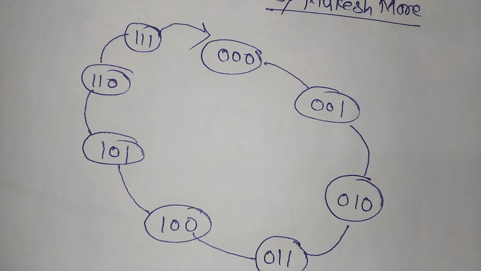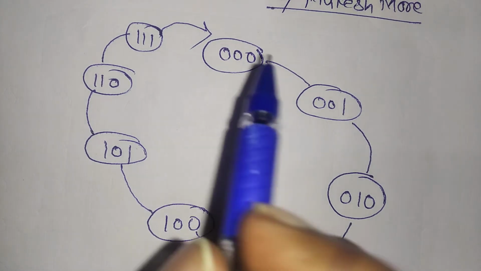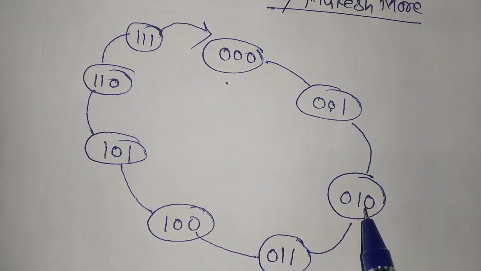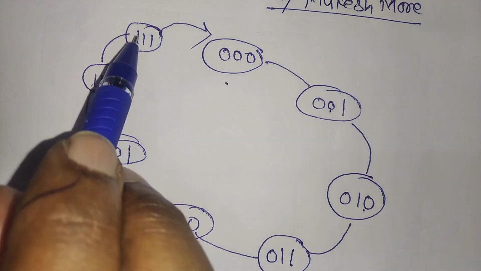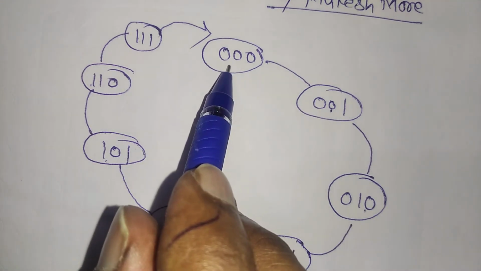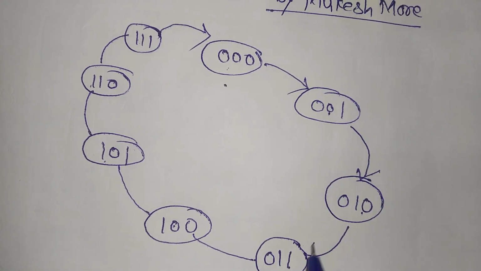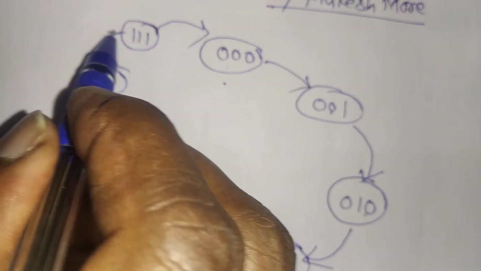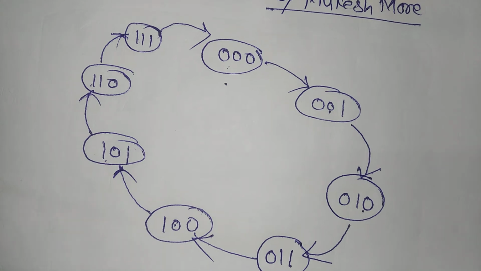So, you can see this is the state diagram of the up counter. So, it starts from 0, 1, 2, 3, 4, 5, 6, 7, after 7 the counter will reset at 0. So, you can say this is the behavior or function of the up counter, because the counter values are incrementing. So, this is an up counter.